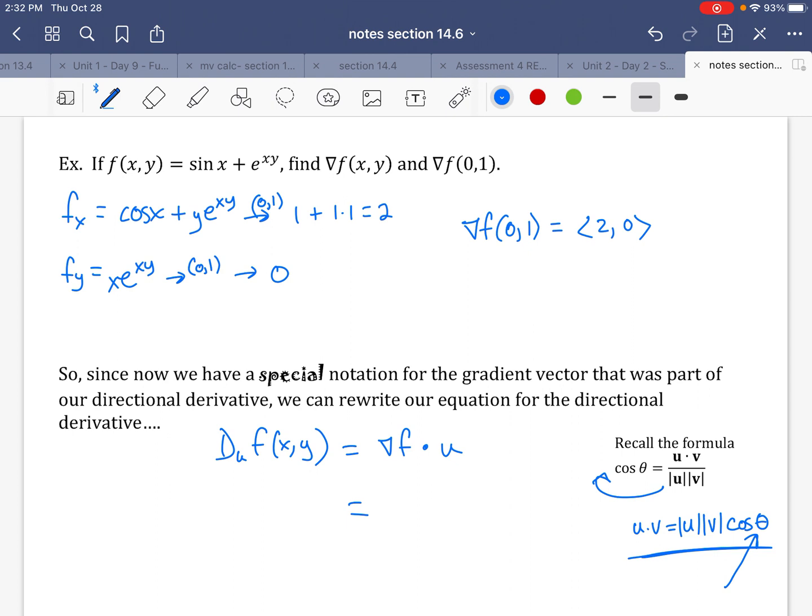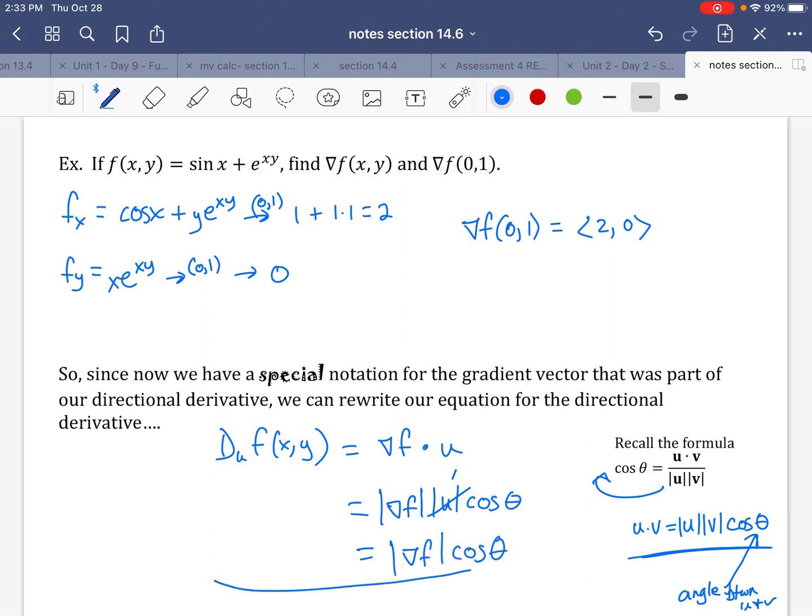Remember, this angle is the angle between u and v. So in my case, it'll be between del f and u. So I'm going to put the magnitude of del f, the magnitude of u, cosine theta. The magnitude of u, well, u is a unit vector, so that's just 1. So basically, I have the magnitude of del f and the cosine theta.